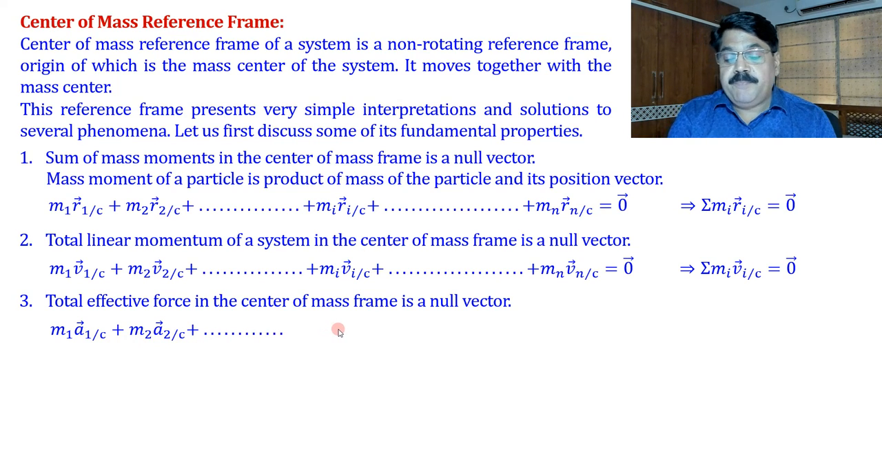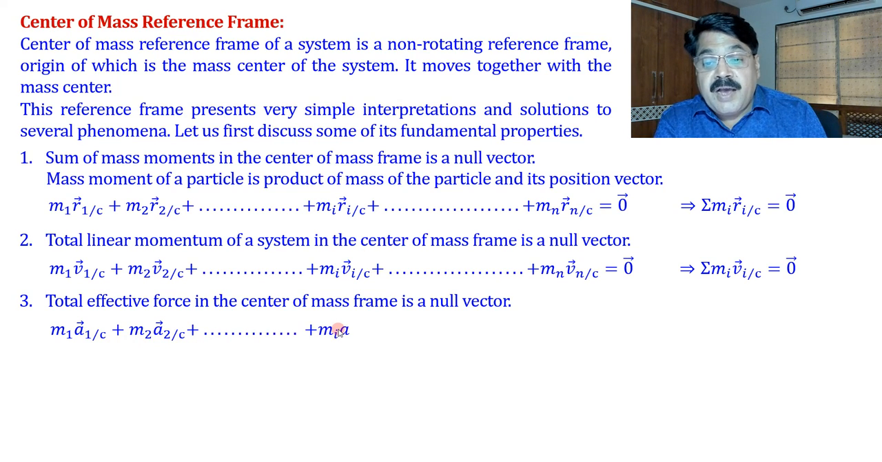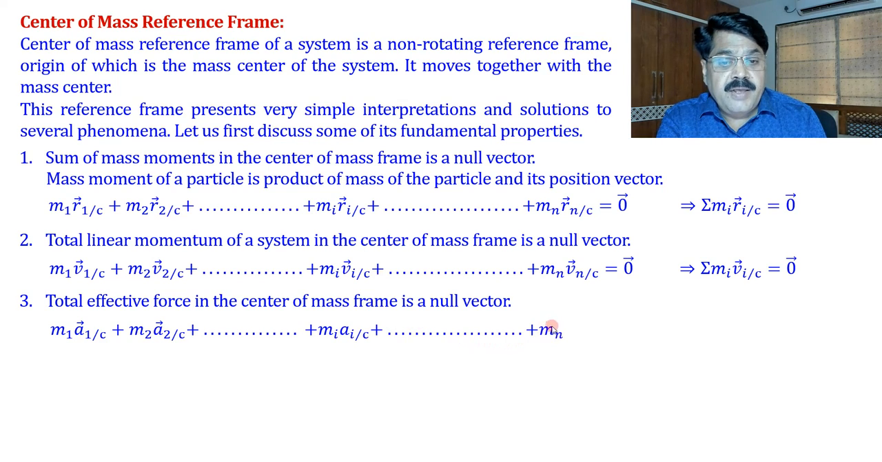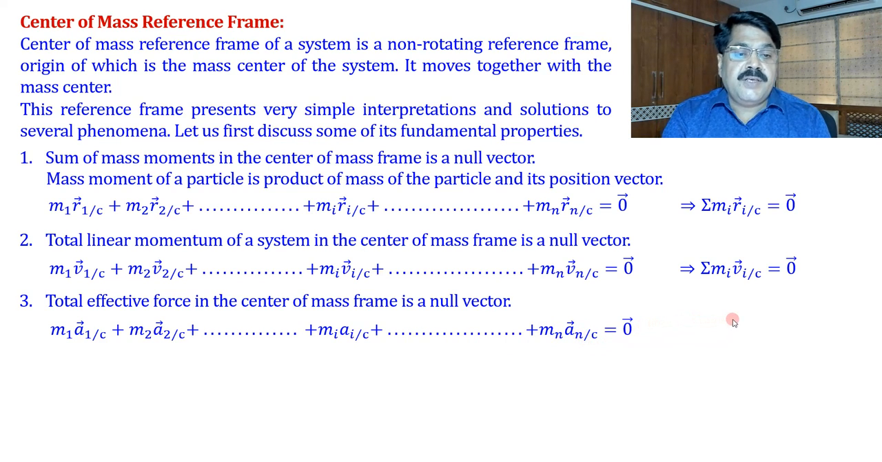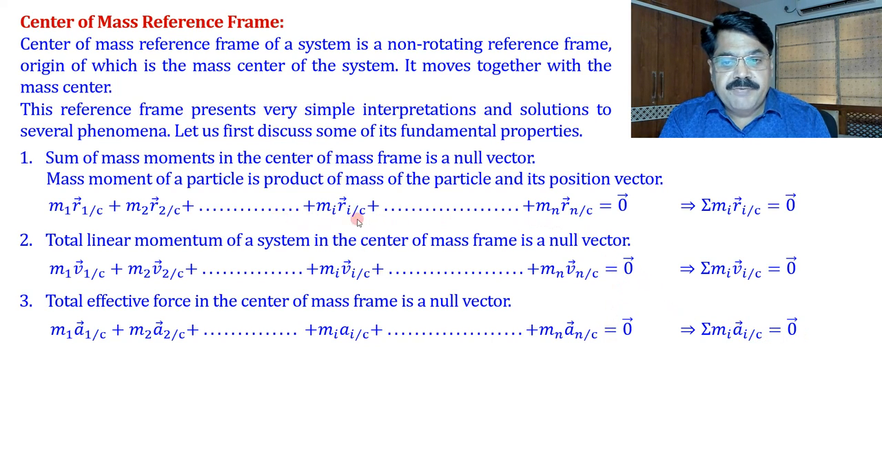For the ith particle, it will be Mi ai vector with respect to C, and for the nth particle, plus Mn an vector with respect to C, is a null vector. This equation can be written in simpler form as summation Mi ai vector with respect to C is a null vector. Of course, these two equations we can obtain by differentiating the first equation. So again, total effective force in a center of mass frame is a null vector.